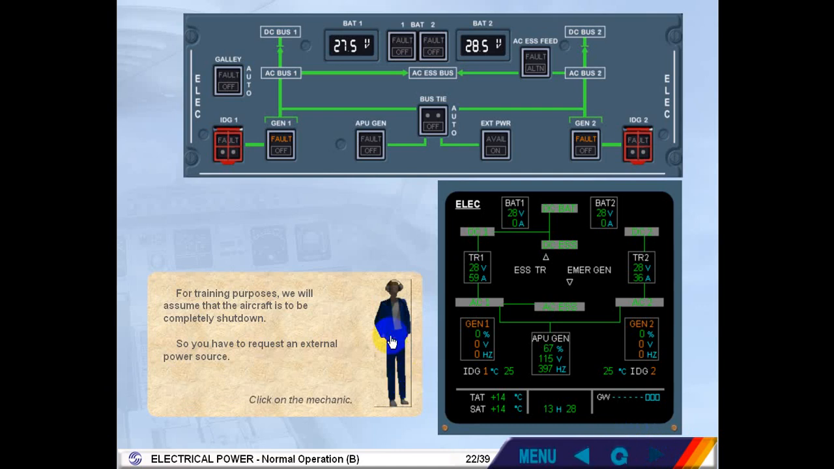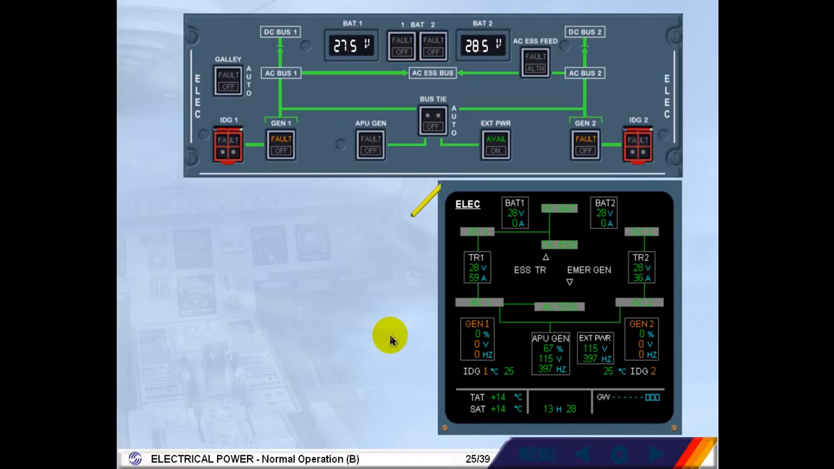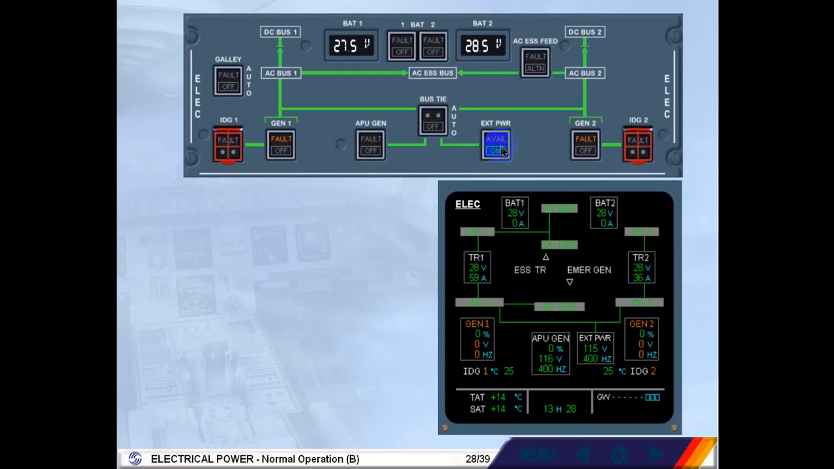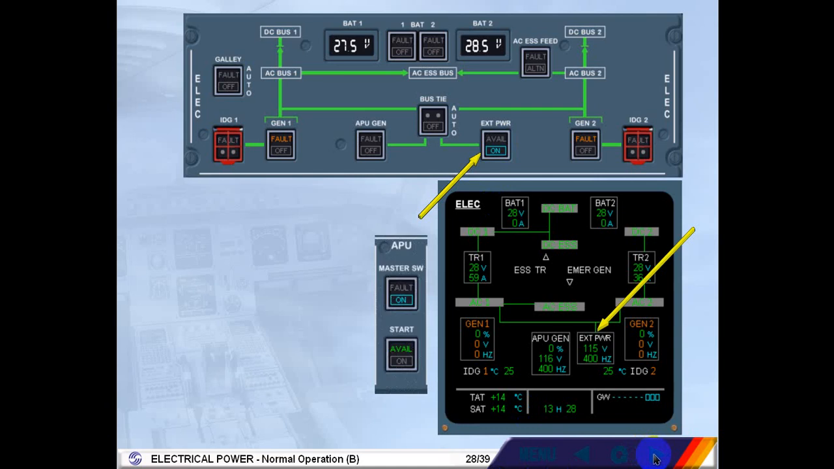Click on the mechanic. The Avail light on the panel and the external power indications on the ECAM have appeared, indicating that the external power source is plugged in and available. Select External Power On. The on light is illuminated in the external power push-button switch, and the green lines to AC bus 1 and 2 indicate that external power has taken over from the APU.